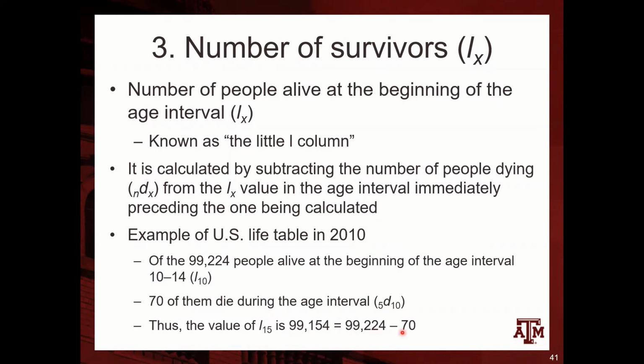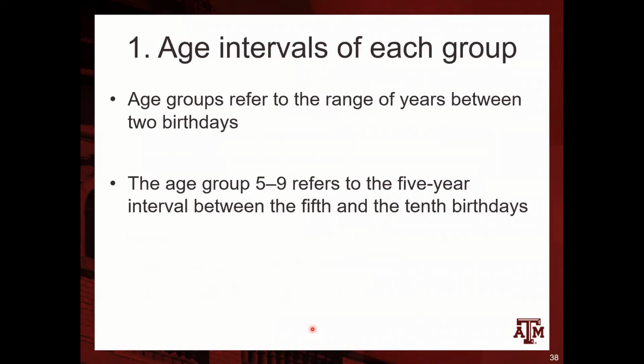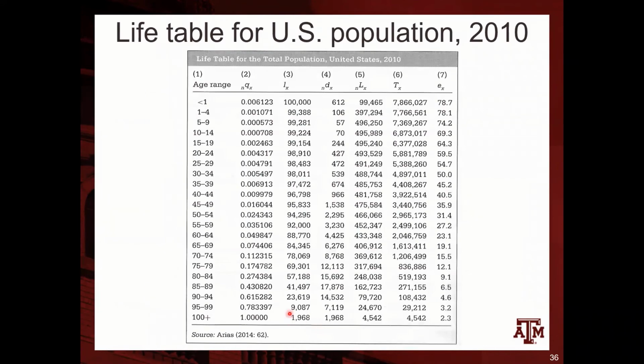So 99,224 minus 70, this number minus this number, is here. In the life table, just go back to the life table. What we're calculating is this number here. 99,154 equals this minus this. Okay?